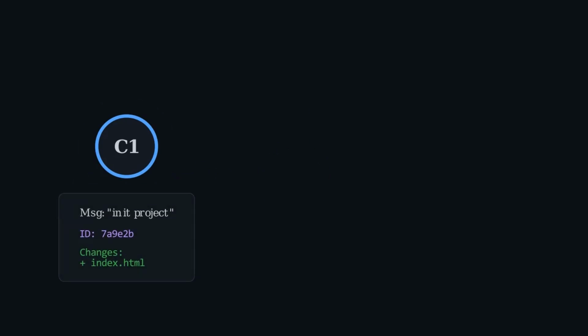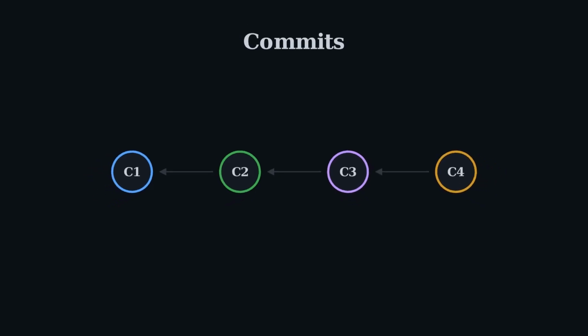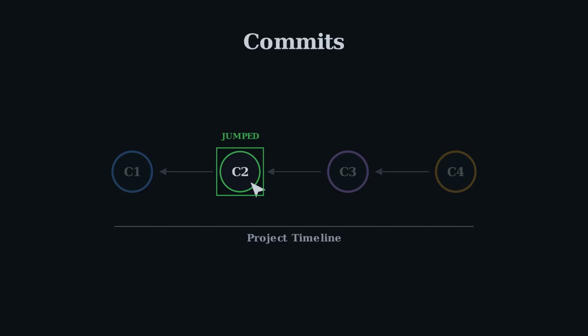Every commit has a list of changes, a unique ID, and a commit message. Commits are linked together like a chain. Each commit points back to the one before it. So your project history looks like a timeline, and you can jump to any point on that timeline whenever you want.